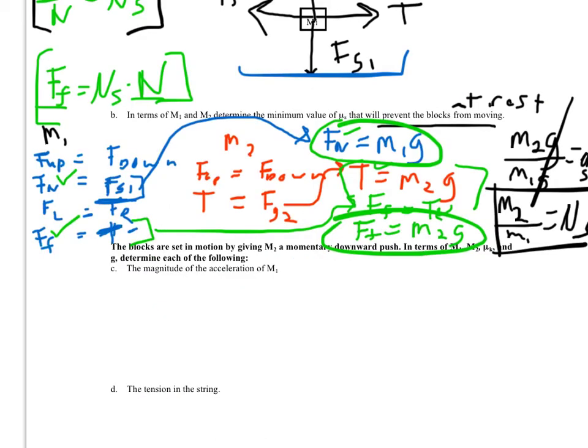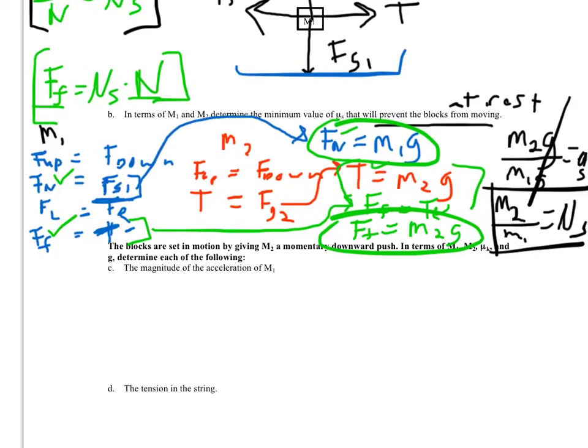Alright, the blocks are set in motion by giving m2 a momentary downward push. In terms of m1, m2, mu k and g, determine the following: the magnitude of acceleration of m1. This is no longer an equilibrium problem. There is acceleration, making this an Fnet problem. Fnet equals mass times acceleration. I want the acceleration of box m1. There are two total boxes, so I'm going to have two Fnet equations.